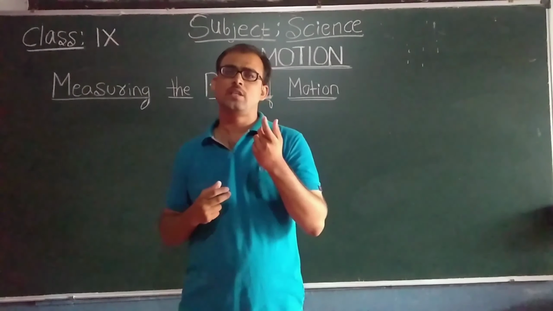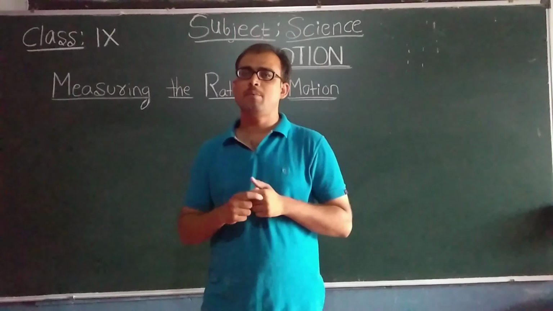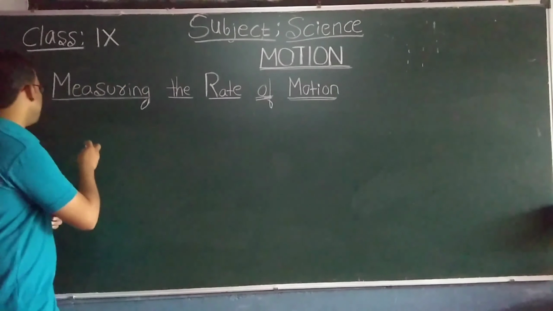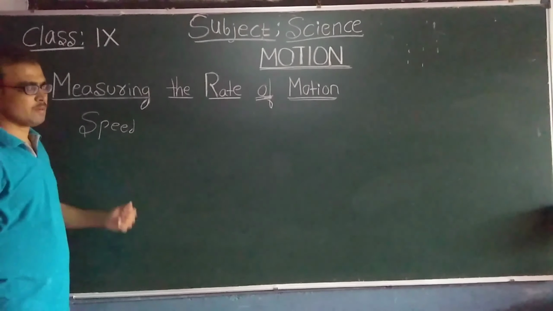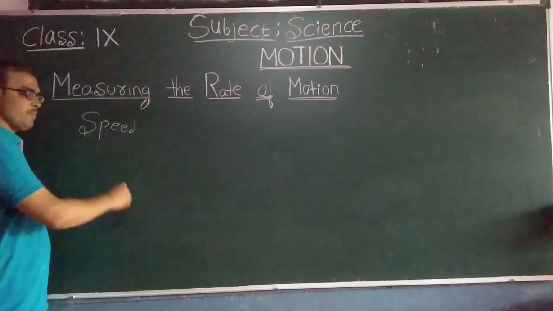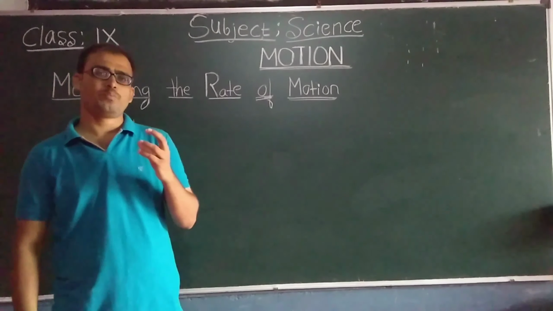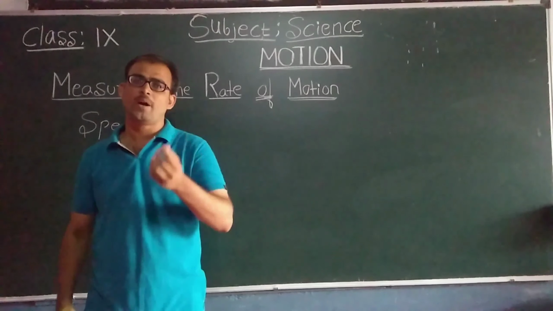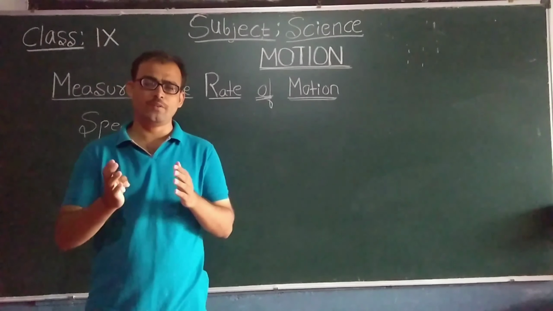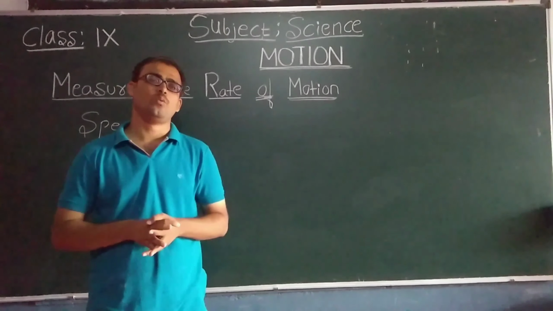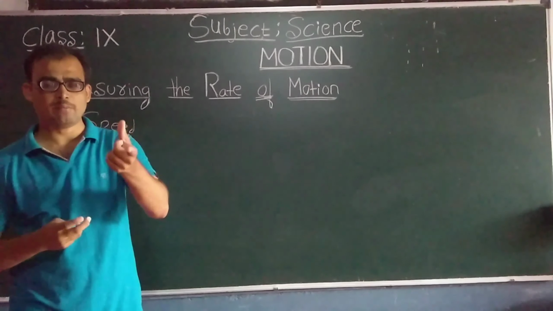This rate of motion is described by a physical quantity that is named speed. So what is speed? Speed specifies just a magnitude. Speed does not have any direction. Speed will not tell the direction of an object. Speed is having just a number, just a magnitude.